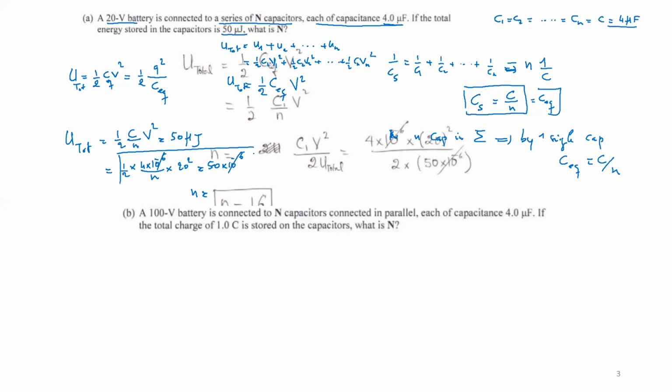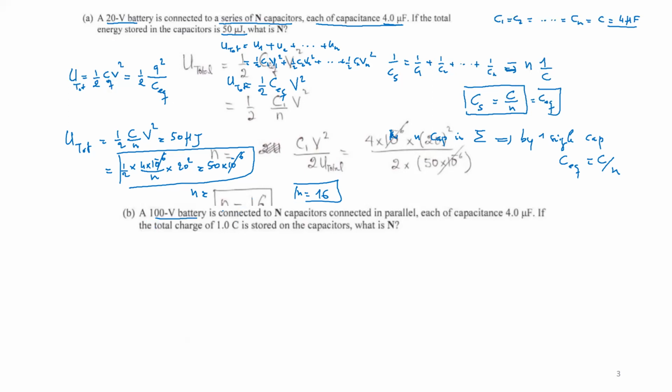So here I know everything. My only unknown is N. So N is equal to 16. Okay. Good. So if you have capacitors in series, the total energy stored will be just half C equivalent V squared. Okay. Good. Now let's go to the next question.